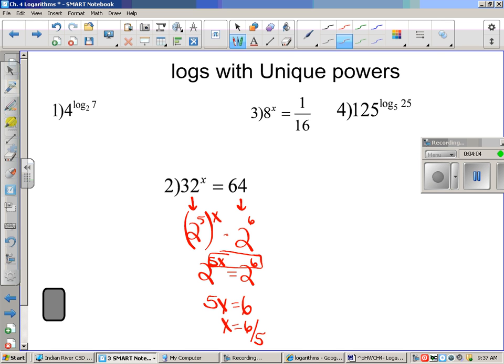That means then that 32 raised to the 6/5 equals 64. And of course that just tells me that I'm going to do the 5th root of 32. I'm going to get it down to 2, and then I'm going to raise it to the 6th power. That's all that meant to do.